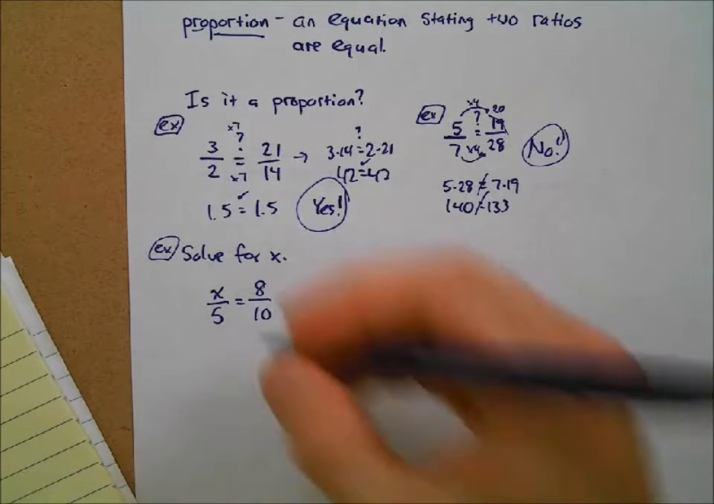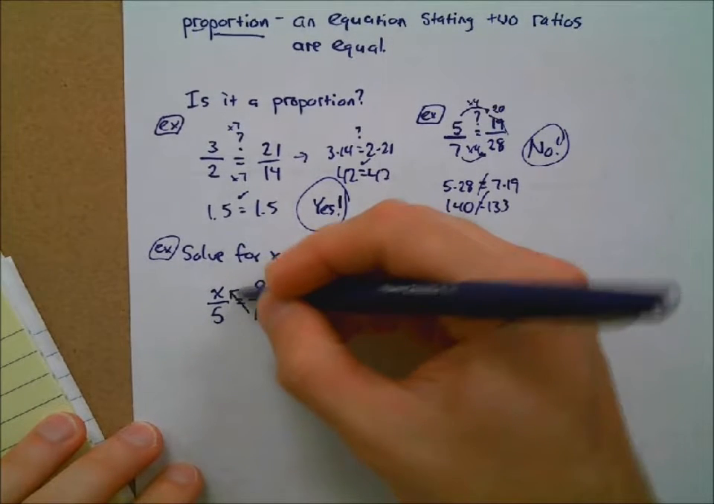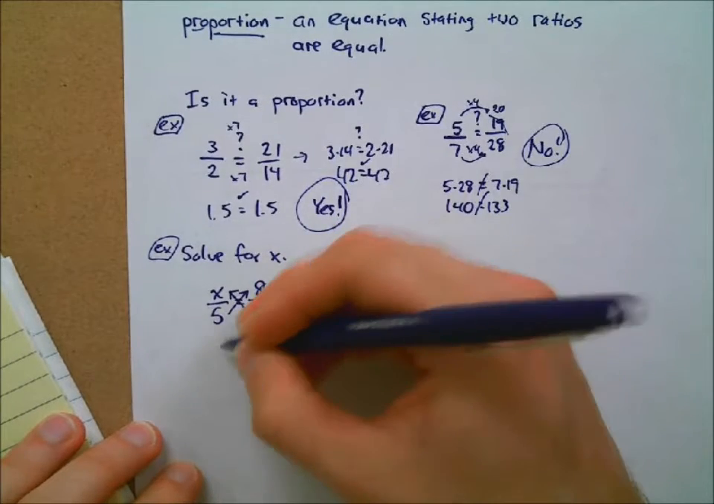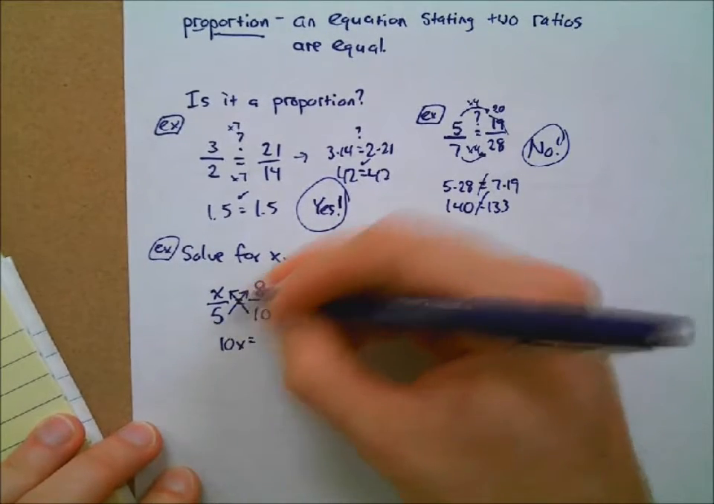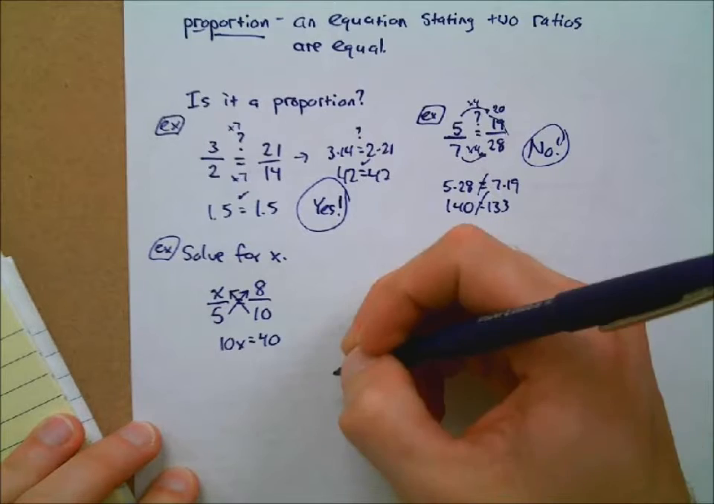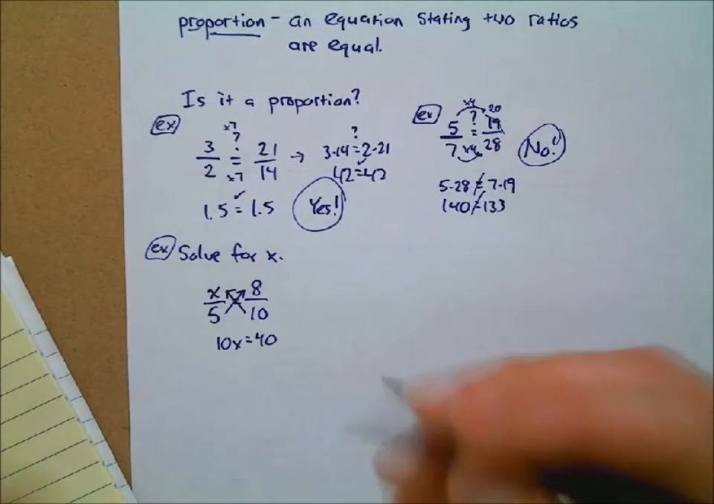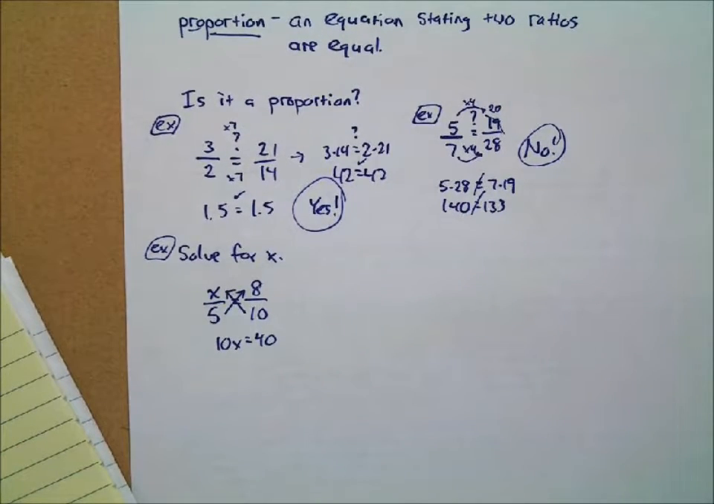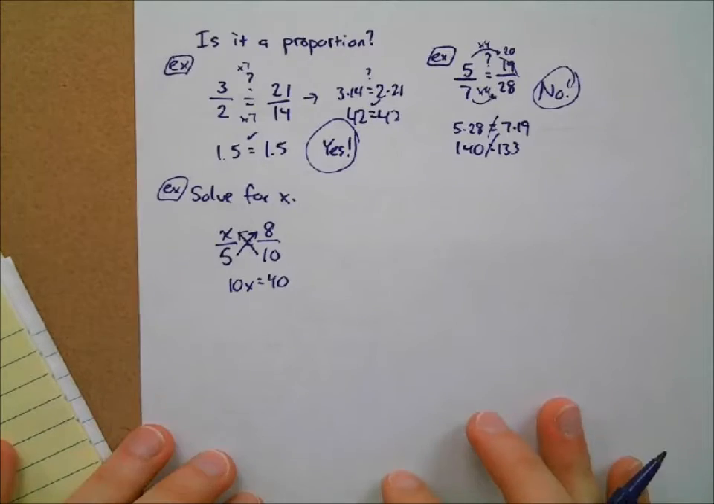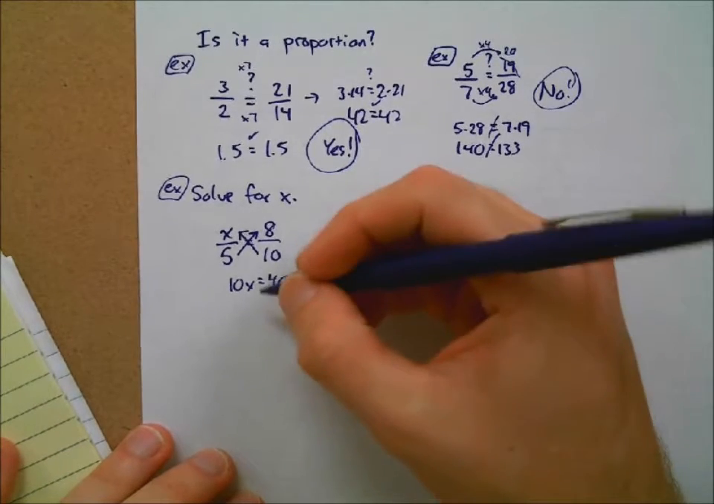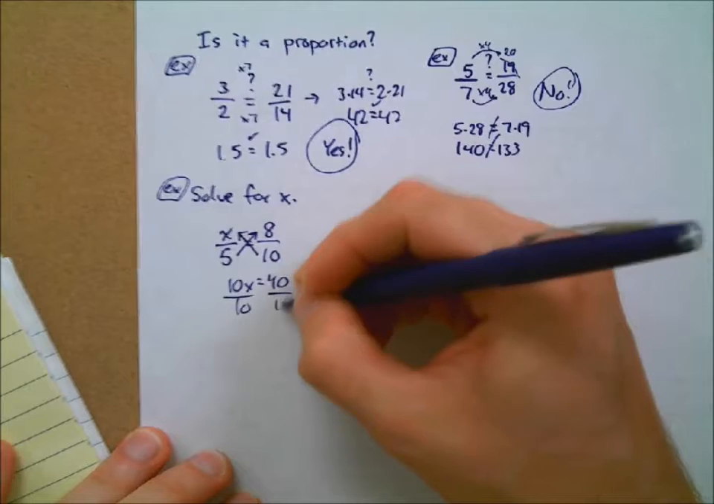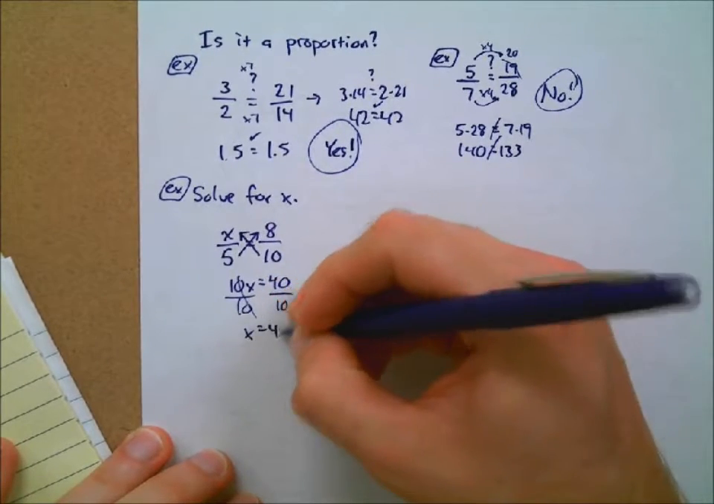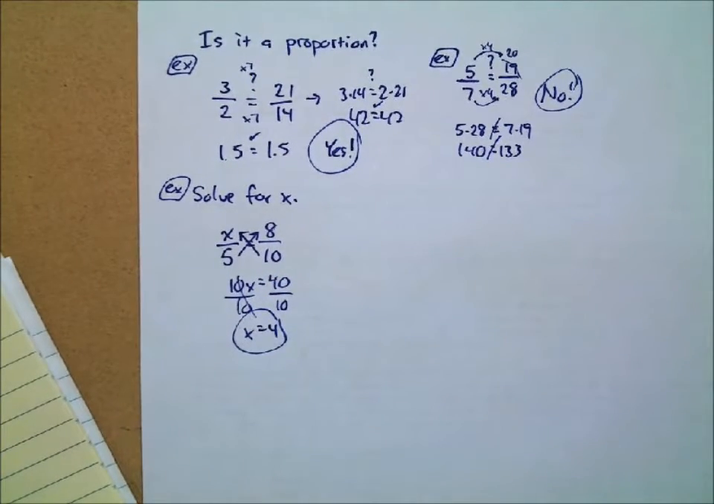Alternatively, you could also cross multiply. 10 times x, 10x, 5 times 8, 40, and then solve this equation. What's left for us to do to solve this last step? Divide both sides by what? Yeah, divide both sides by 10. You get x equals 4 this way too. So we've got some options there.